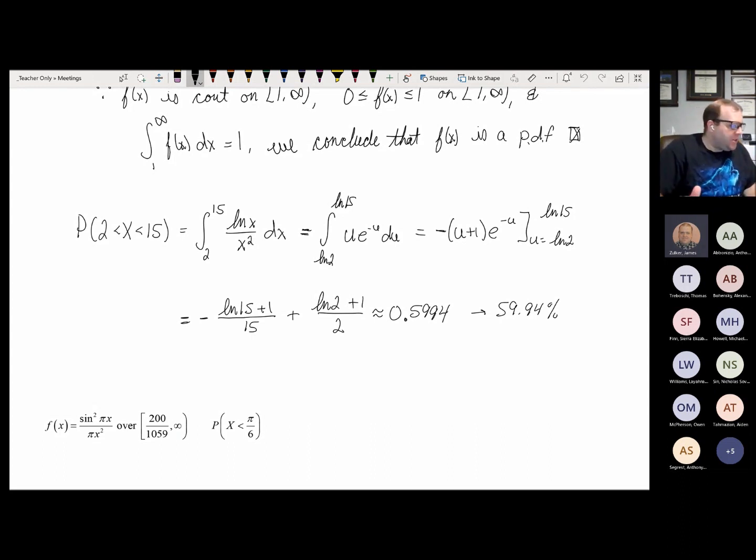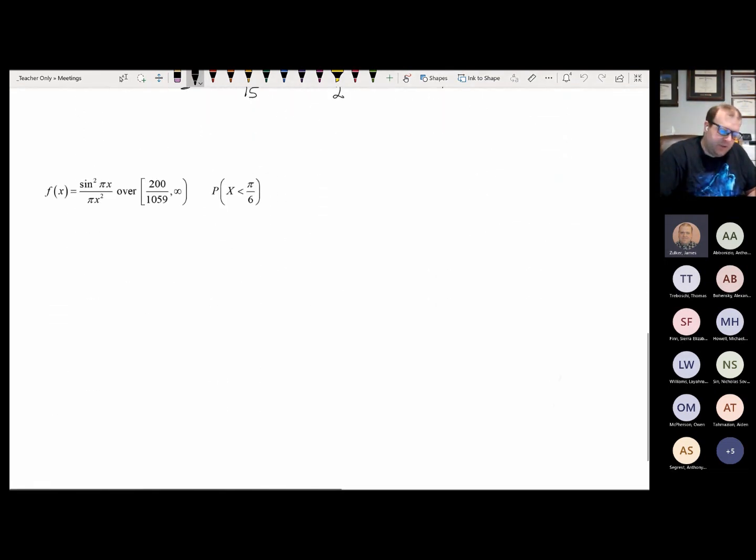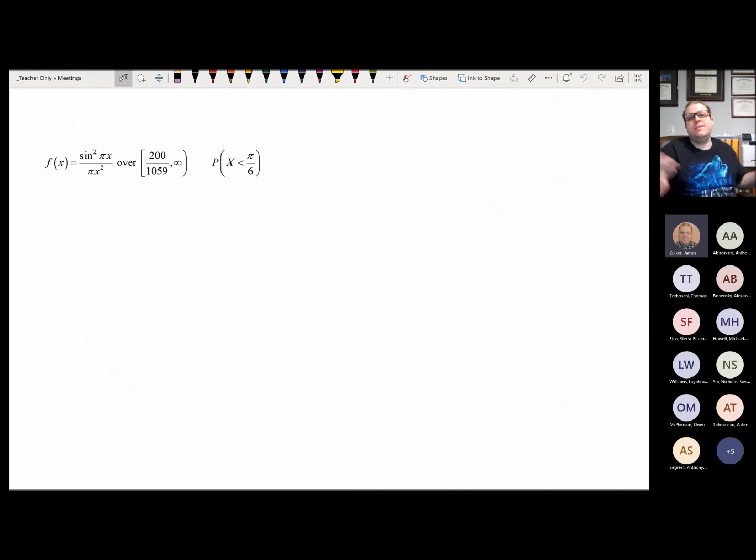Right, now we're going to consider the function sine squared pi x over pi x squared, over the interval 200 over 1059 to infinity. So we look at this and we know it's continuous. We know that all the values are going to be between 0 and 1.